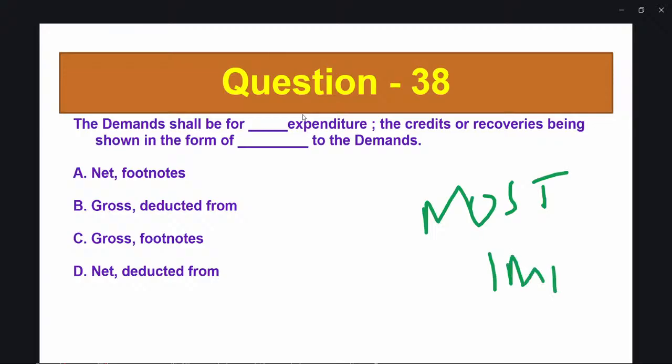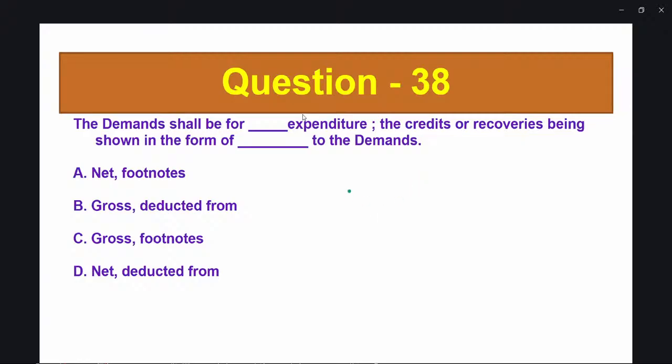So whenever I say most important, please note it down in the notebook. The demand shall be gross, net or credits. And credits or recoveries shown in the form of what? Yes. The demand shall be for gross expenditure, and the credits or recoveries shown in the form of footnotes to the demands.